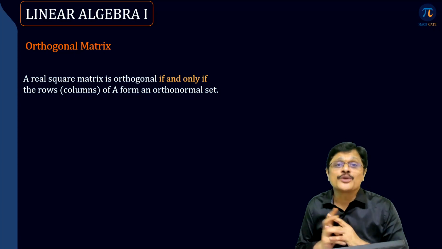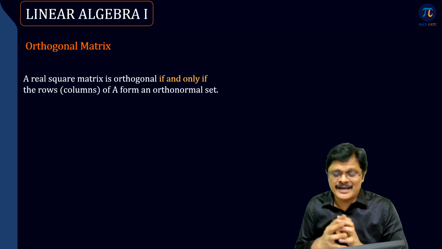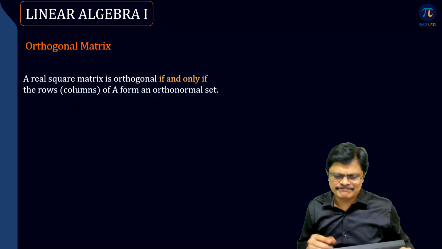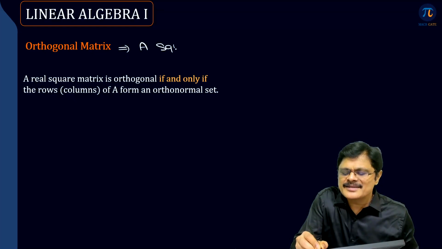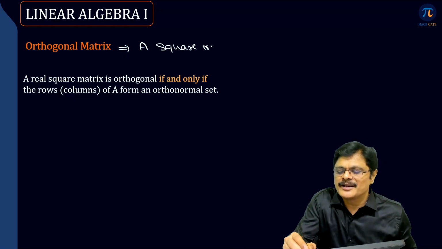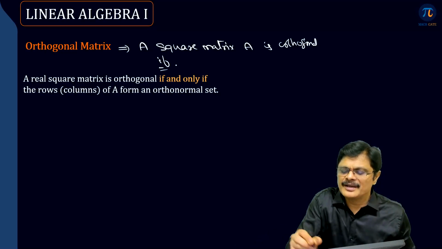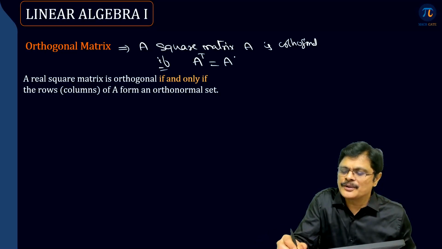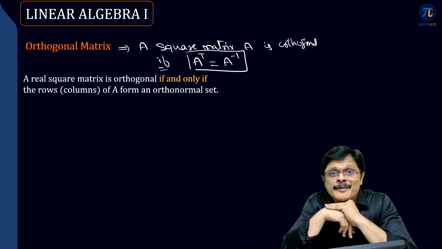The next one is orthogonal matrix. What do you mean by orthogonal matrix? Given the definition first of all, let us write it down. A square matrix A is orthogonal if A transpose is equal to A inverse. If the transpose of the matrix is the same as the inverse of the matrix, then that matrix is called an orthogonal matrix.